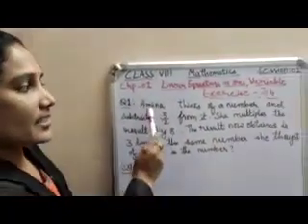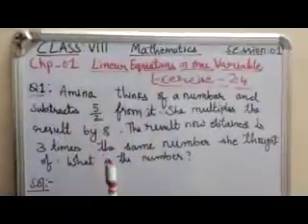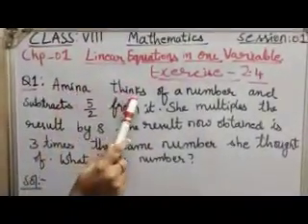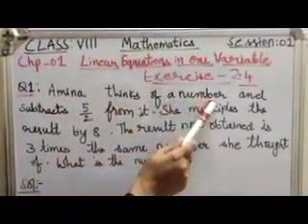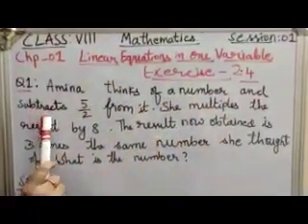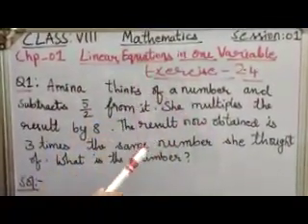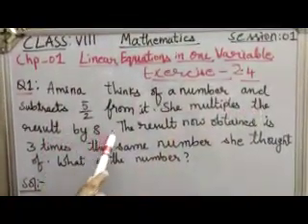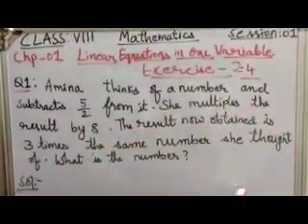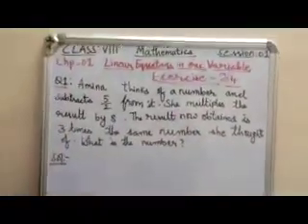Here is the data given. What is the data? Try to understand. Amina thinks of a number. A girl thinks of a number and subtracts 5 upon 2 from the number she has thought. Then she multiplies the result by 8. The result now obtained is 3 times the same number she has thought.